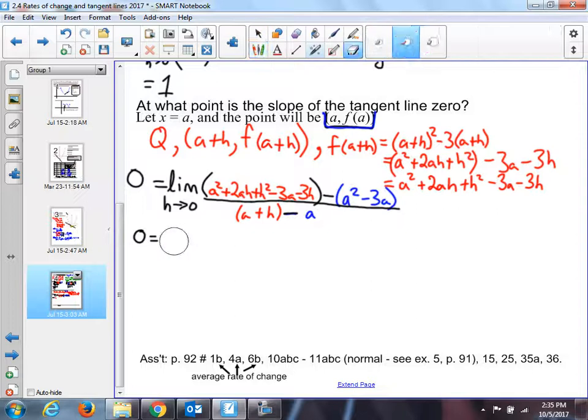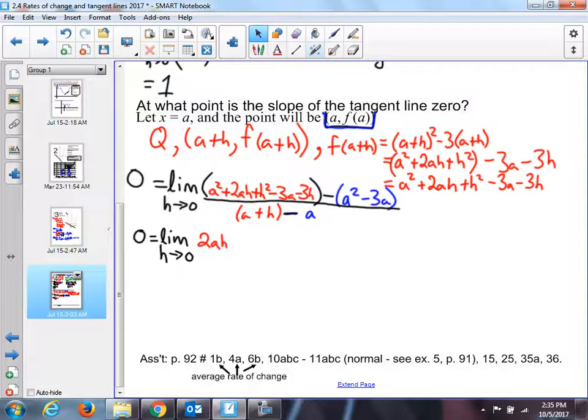I was using black and I'm going to cut out the colors. So, a squared minus a squared. That's nice. 2ah, nothing else matches it. I'm going to keep 2ah. Just taking a look through here. Maybe I will keep the color scheme just to show that the 2ah was from the red stuff.